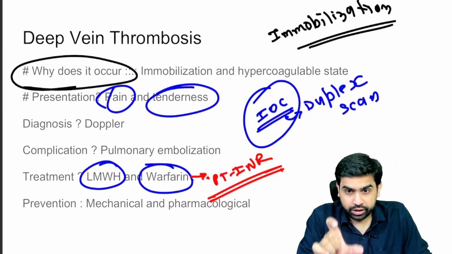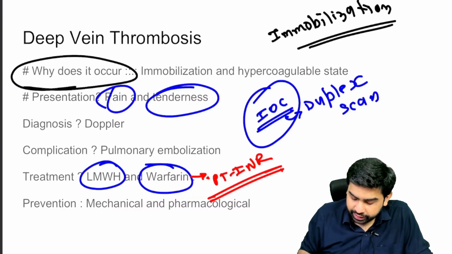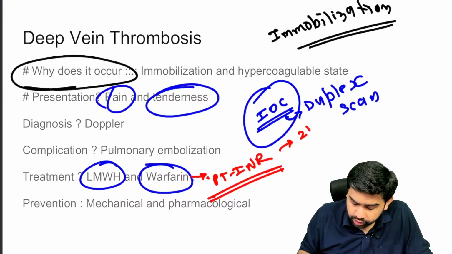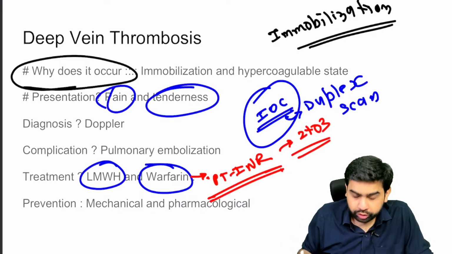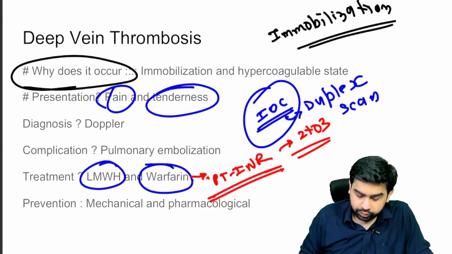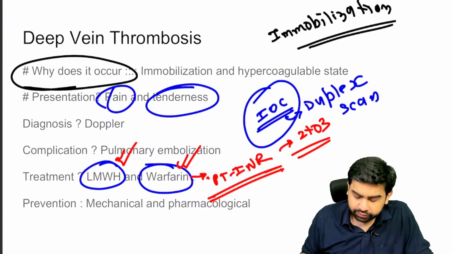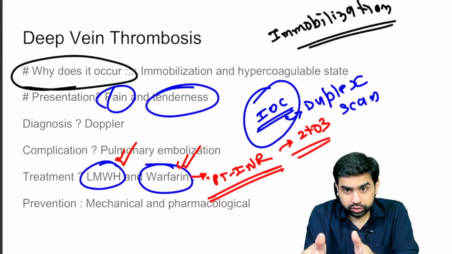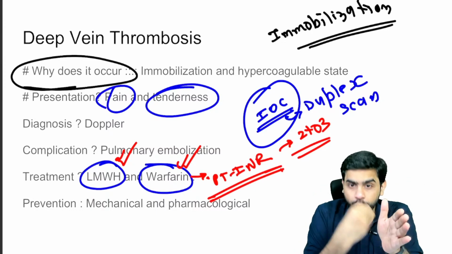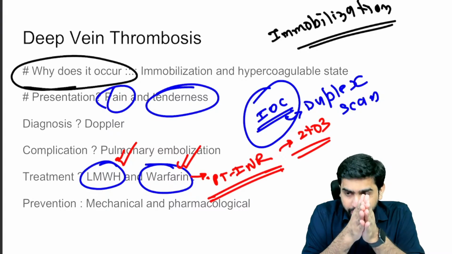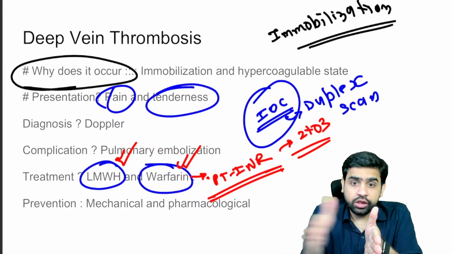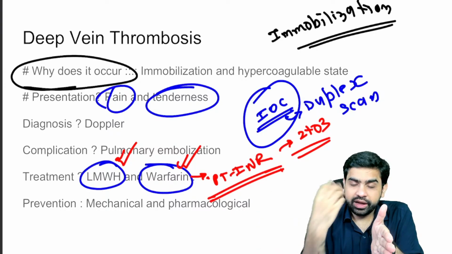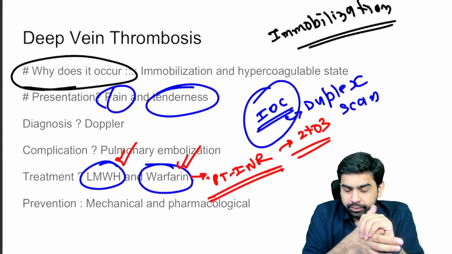Please try to understand this particular point. The target INR we are looking for is 2 to 3, but this is going to take around 4 to 5 days, and that is why you start the patients on both low molecular weight heparin and warfarin. Now, why should you convert the patients from low molecular weight heparin to warfarin in the first place? Because warfarin is an oral medication, and you have to continue the treatment for around 3 months. So it is better if you can give oral medications to these patients.